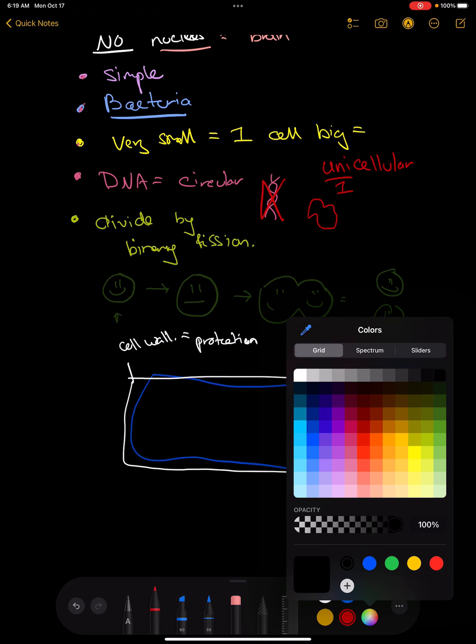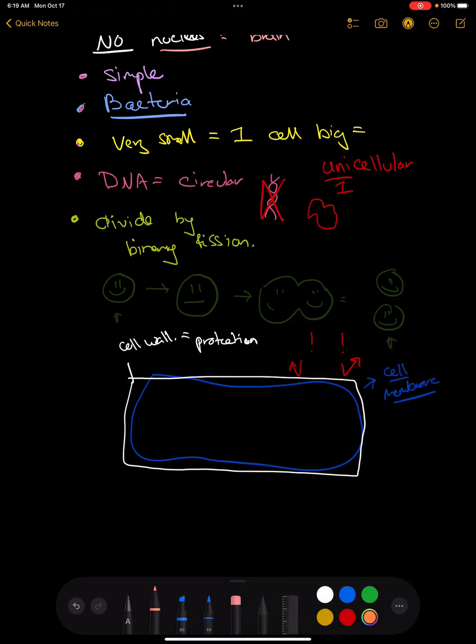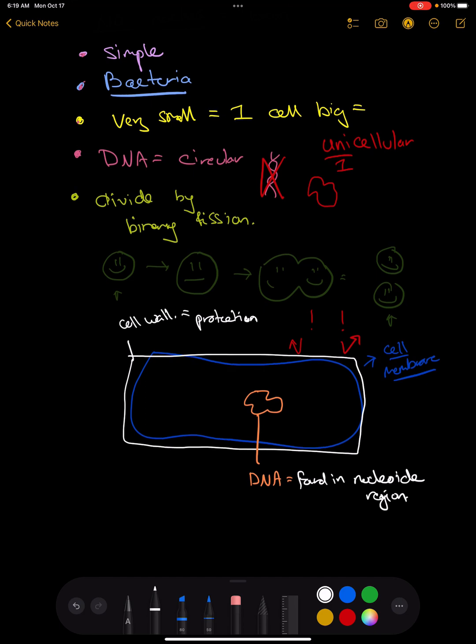Now, these have no nucleus, so I don't get to have one. Here's my circular DNA. And my DNA is found in the nucleoid, let's spell that again, nucleoid region. So they don't have a nucleus, but it's going to be found in the center where you would find a nucleus.